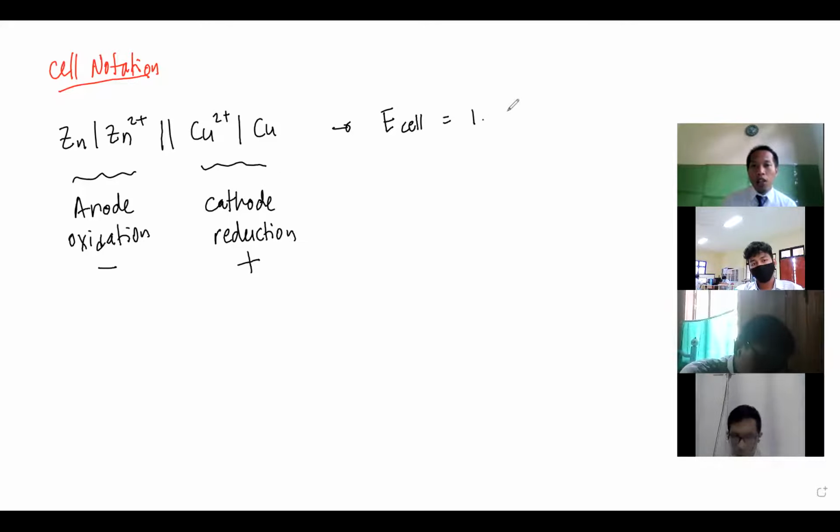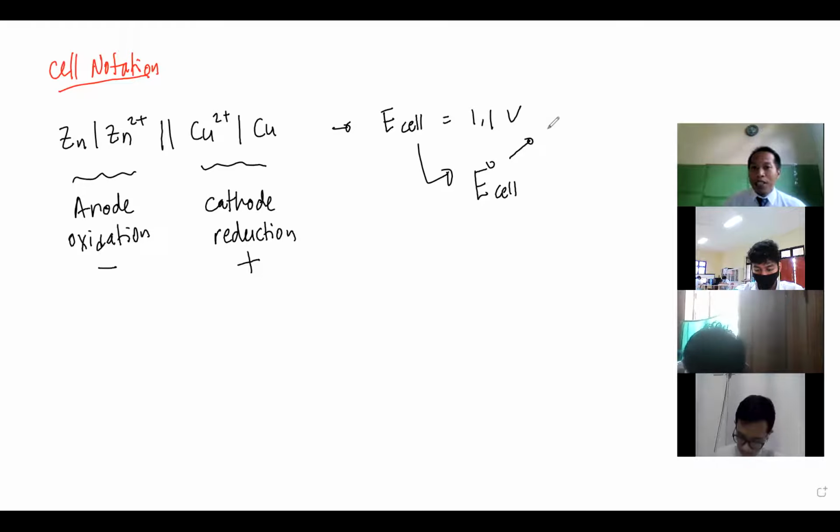Now, this E cell can transform into E0 cell if the reaction is taking place at standard condition. This 0 means standard. E0 cell is the standard electromotive force. What does standard mean? 1 atmosphere, 25 degrees Celsius or 298 Kelvin, and the solution must be 1 molar.